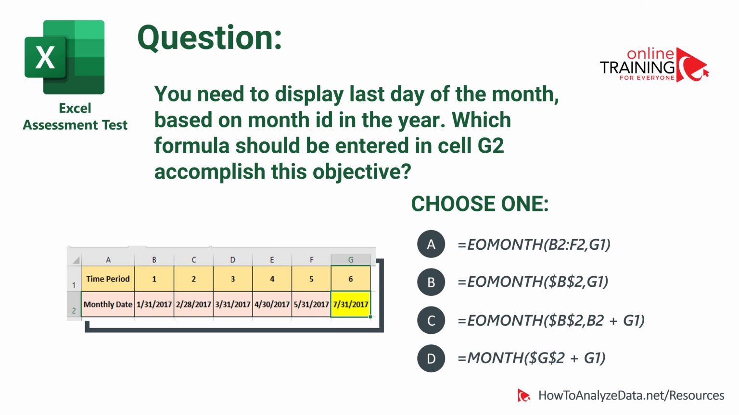Choice A: EOMONTH and the range B2 through F2, and then G1. Choice B: EOMONTH and then $B$2, comma G1. Choice C: EOMONTH and then $B$2, comma B2 plus G1. And then choice D: MONTH and then in parentheses G$2 plus G1. Which one do you think is the right answer?